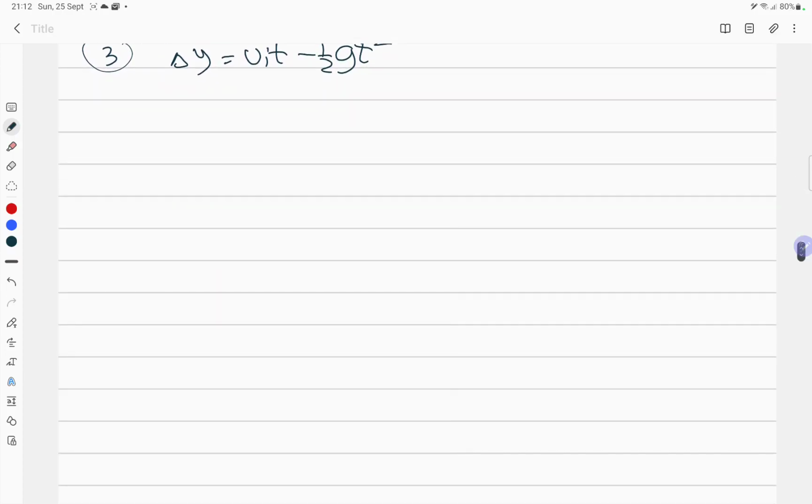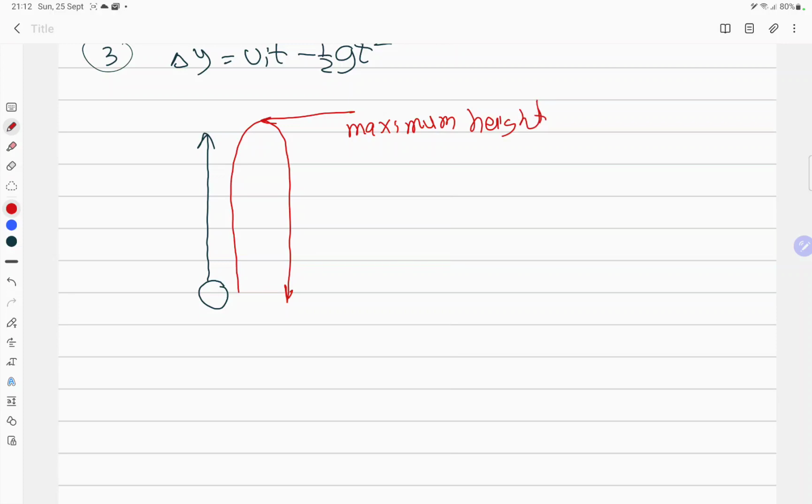Also, there are some notes that I need to take care of. Let's say the object is thrown up. Always remember there is going and coming back. I call this point the maximum height. At this point, T is half the trip, half of the total time, and V final at this point is equal to 0. So the time here is the half trip of the whole journey, and V final at the maximum height is always equal to 0.